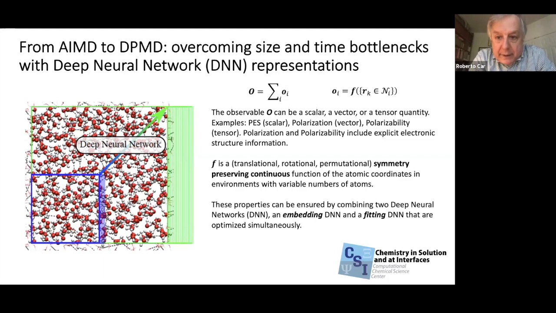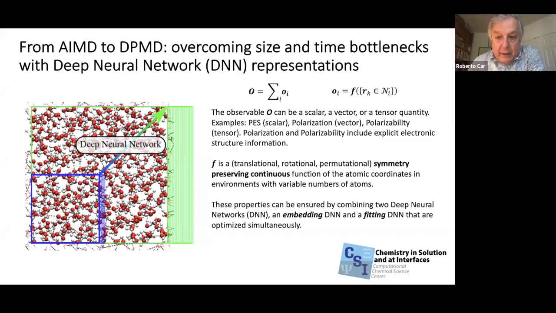So I will discuss in general how in this approach we represent an observable. The observable that I will consider in particular will be the potential energy surface that describes the interaction among the atoms in the system, and also the polarization, which is a vector quantity, and I will mention that we can also extend to polarizability, which is a tensor quantity. And we use essentially the same kind of representation for all these quantities.